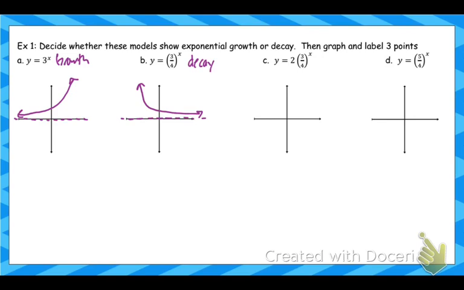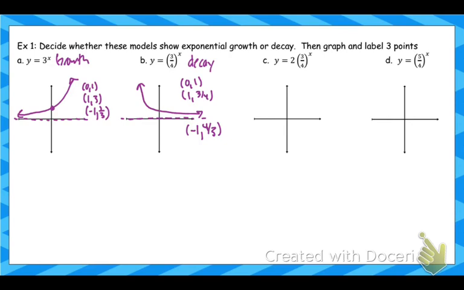All right, specific points. If you want, again, it says to label 3 points, 0, 1, 1 comma the base, and negative 1, 1 over the base. Same thing for the next one, 0, 1, 1 comma the base, and negative 1, 1 over the base. Now remember, 1 divided by means reciprocal, so that's just 4/3.